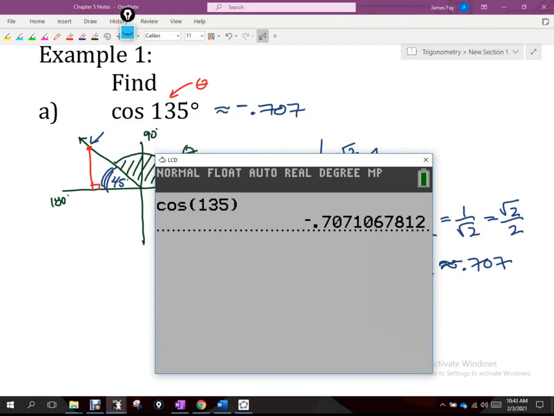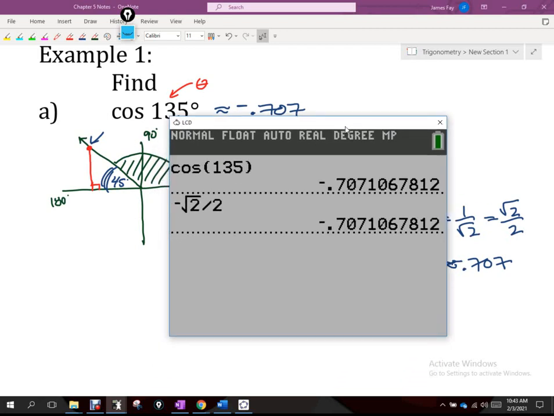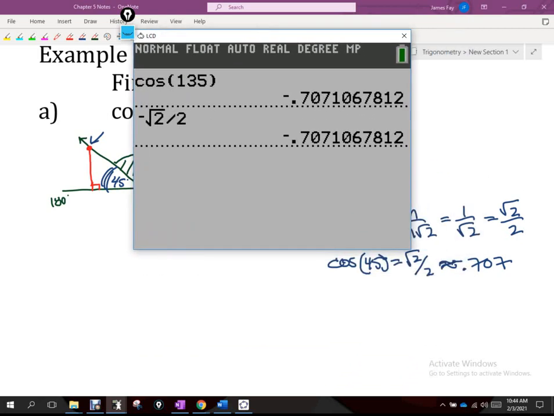The question is going to want negative radical 2 over 2 as your answer. See how they're the same thing? That's the exact value. This is rounded, to whatever decimal place our device will give us. But if I did cosine of 45, is cosine of 45 the same thing as cosine of 135 except for the sign? Yeah. Okay. So that's kind of what we're doing here with these types of problems.